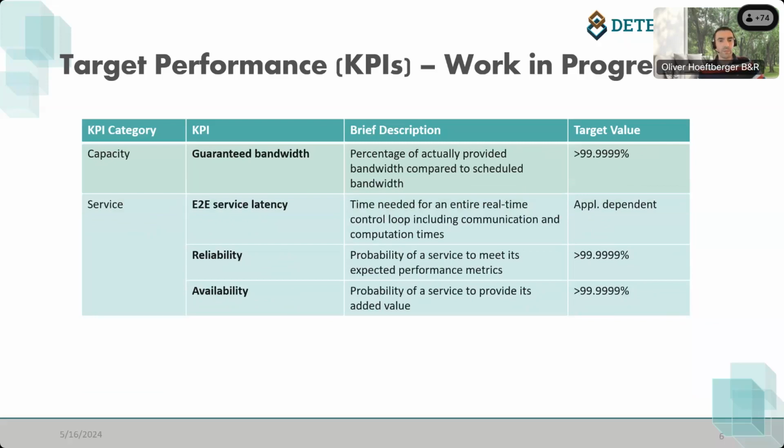Other KPIs go into the direction of capacity to guarantee the bandwidth and to really ensure that the bandwidth can be delivered to the different applications.